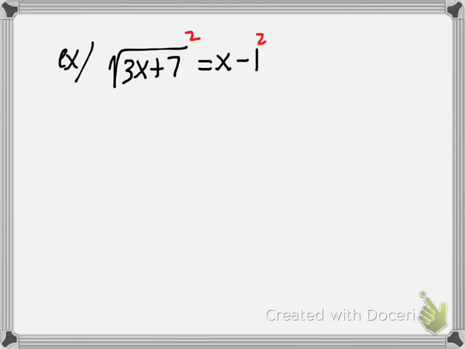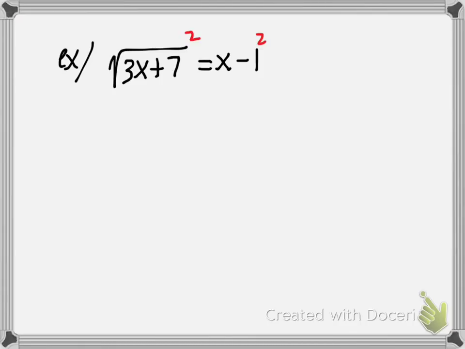Alright, so let's say this one. We have square root of 3x plus 7 is equal to x minus 1. Again, I'm starting out with 2 x's. More than likely, I'm probably going to have something extraneous. Alright, so again, step 1 is to get your radical by itself. In this case, my radical already is by itself. So I can go ahead and go on to step 2, which just means I'm going to square both sides.